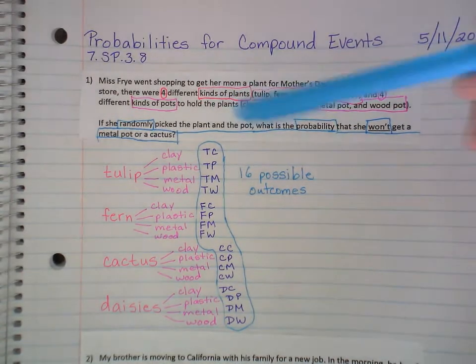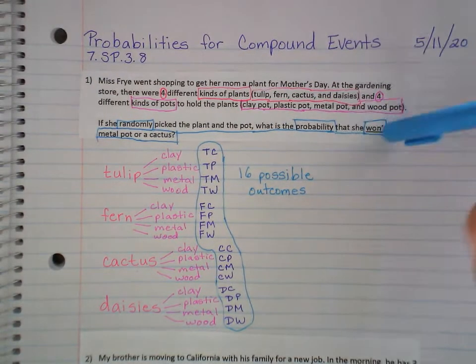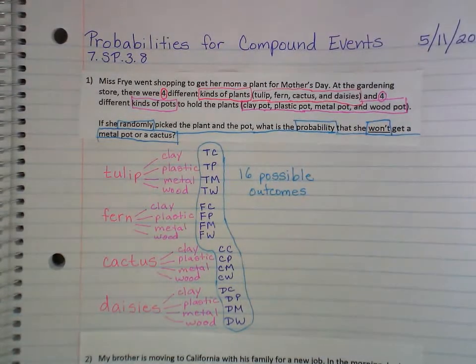Now, what is the probability that we're not going to get a metal or a cactus? I don't want metal and I don't want cactus. Okay, so let's look.